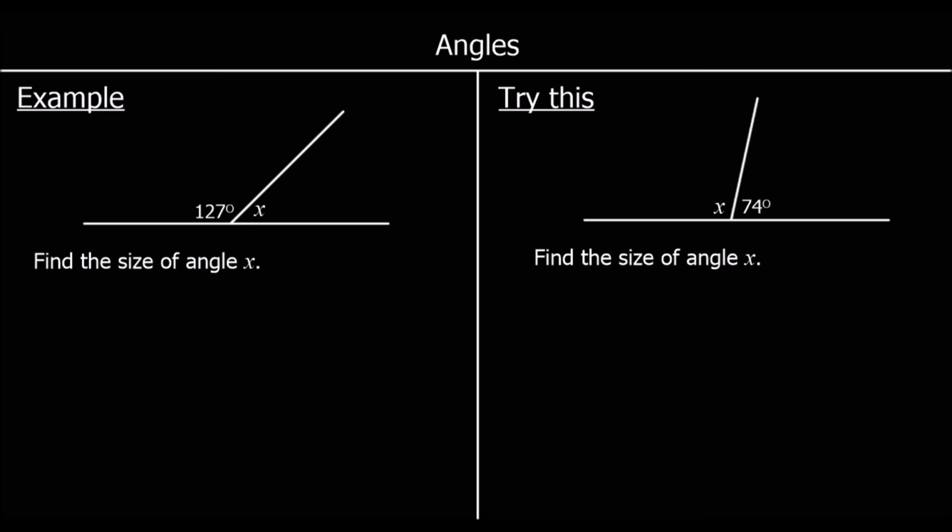Angles on a straight line always add up to 180 degrees. So here we're being asked to find the size of angle X, and X and 127 make a straight line. So X and 127 have to add up to 180 degrees. So if we do 180 take away 127, we will find out what angle X is. So 180 take away 127.